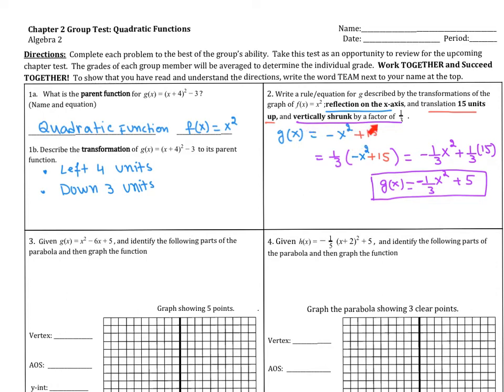Vertical shrink by a factor of 1/3. It means that the last step you're going to multiply 1/3 with the entire function. So that means distribute the 1/3 inside. You're going to get 1/3 x squared with negative sign plus 1/3 times 15. So the final function g(x) will be negative 1/3 x squared plus 5.